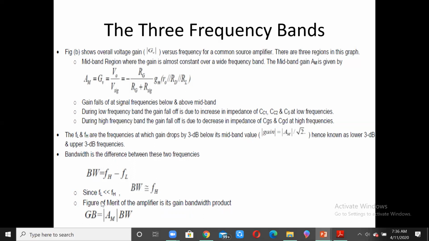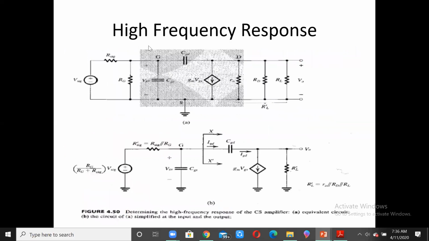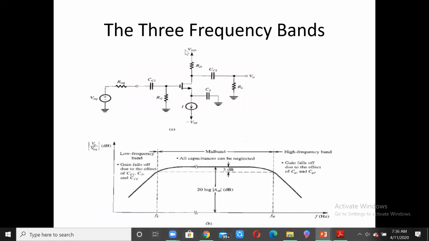So there is a figure of merit of the amplifier, which is generally known as the gain bandwidth product: the gain, which is midband gain, and the bandwidth, which is FH. So both of them together, AM into the bandwidth, will give us the gain bandwidth product. So this just gives us the equivalent circuit of whatever circuit we have mentioned over here.